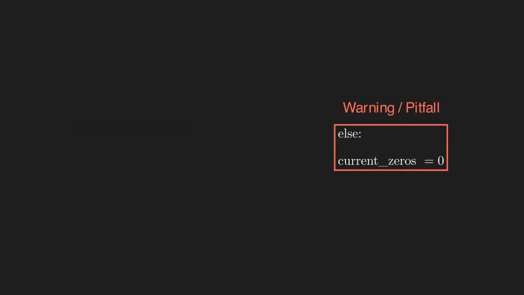What happens when we encounter a non-zero element? This breaks the contiguous block of zeros. Therefore, we must reset our current_zeros counter back to 0. A common pitfall here is forgetting this reset, which would incorrectly treat separate blocks as one giant contiguous block. Let's trace our logic with the array from example 1 to ensure it works perfectly.